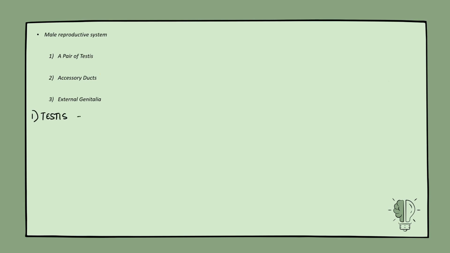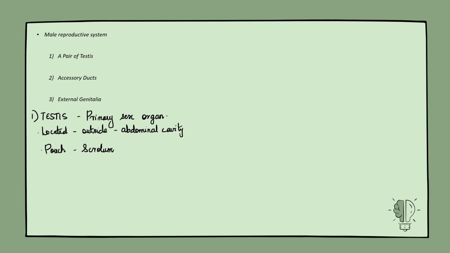Now, the testis is the primary sex organ. Testis is the primary sex organ in the male reproductive system. It is located outside the abdominal cavity. And it lies within a pouch that is called scrotum.